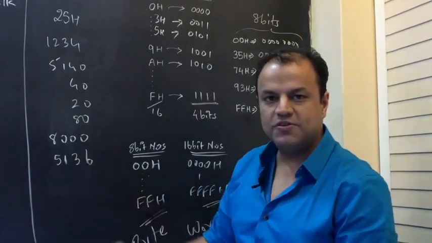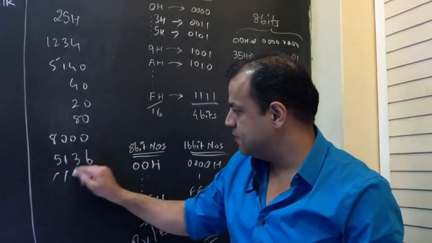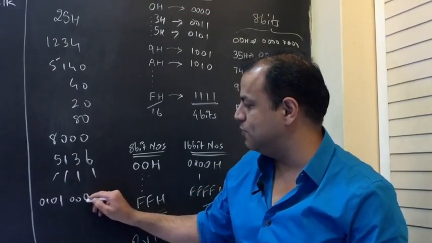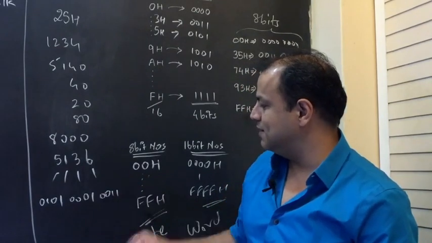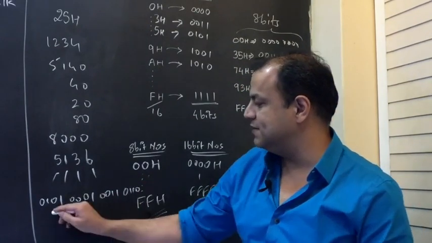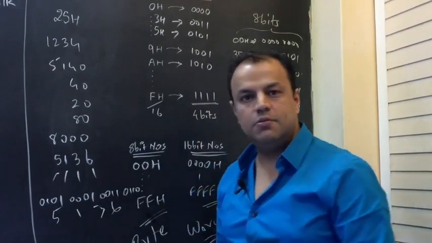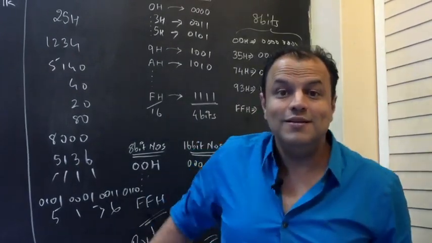If I ask you to represent this number in binary, come on. 5136 is 0101, that is 5, 0001, that is 1, 0011, that is 3, 0110, that is 6, that is 5136. Like this, anytime if I ask you to represent any number, will you be able to do it? You need to. These are all basics.